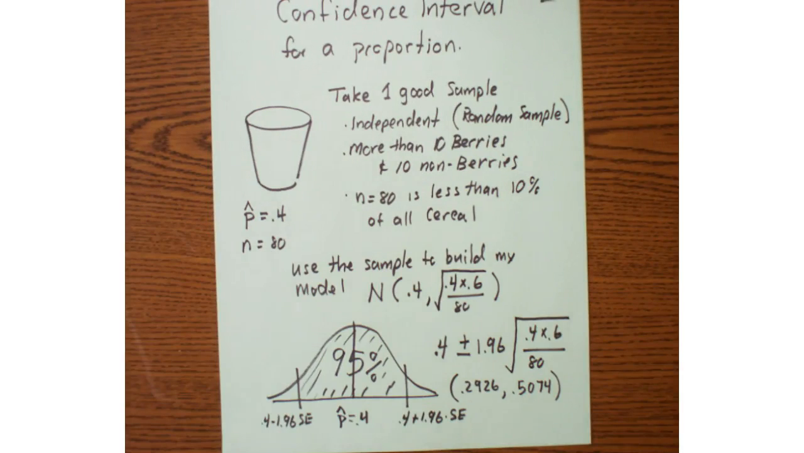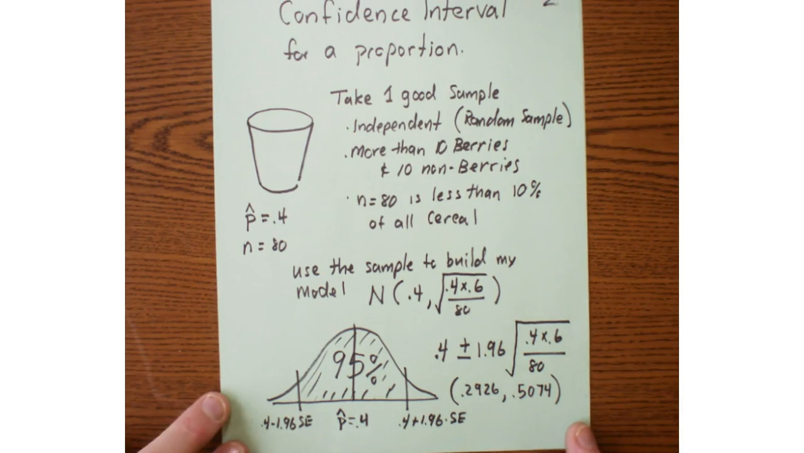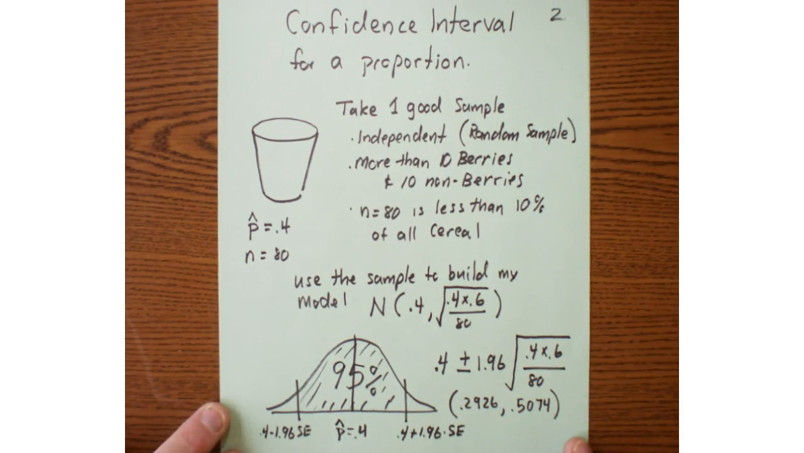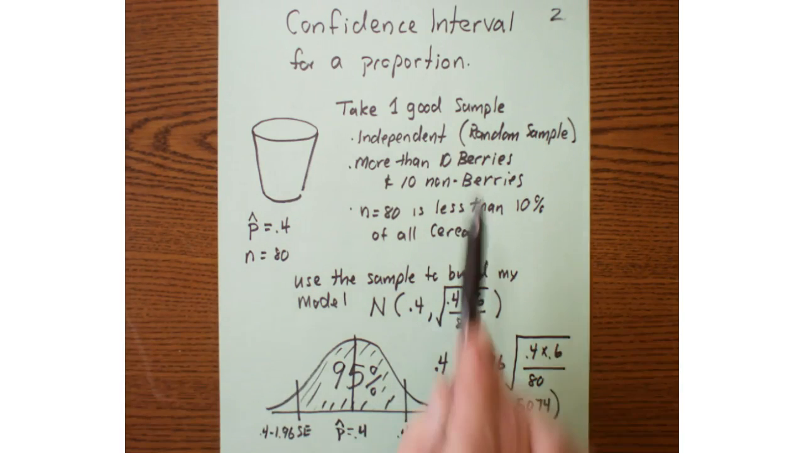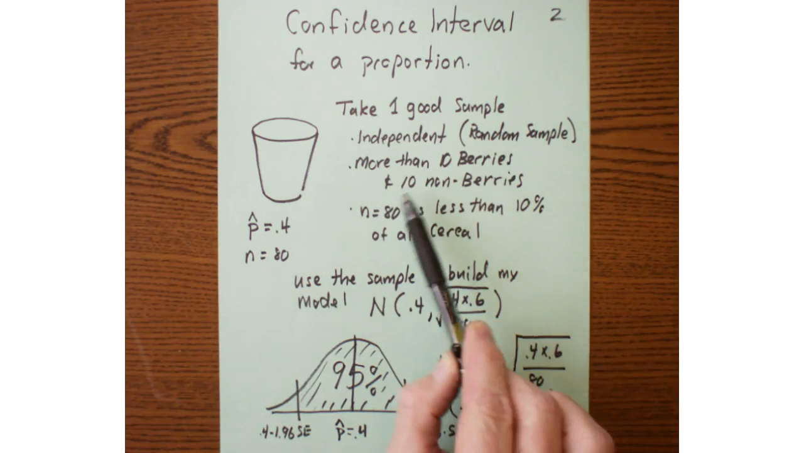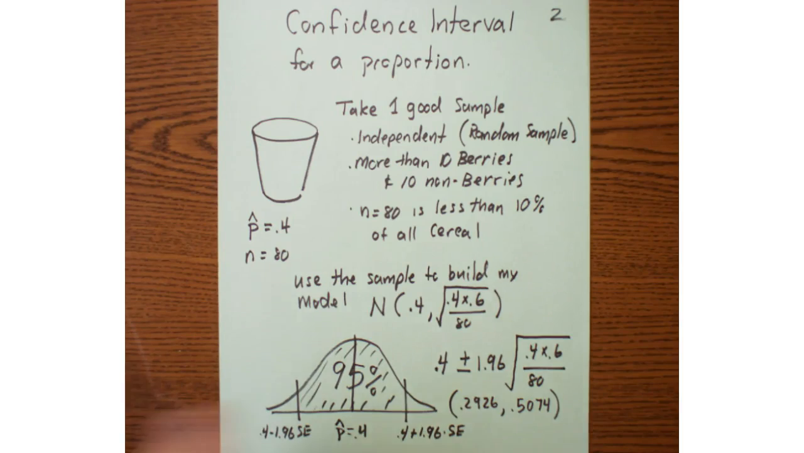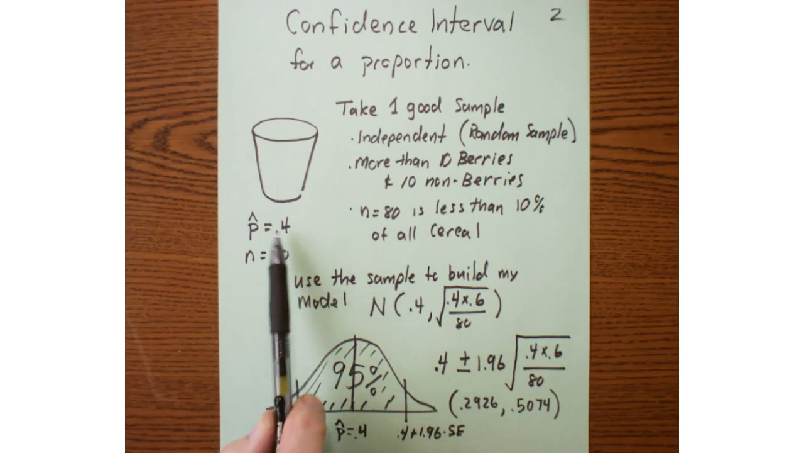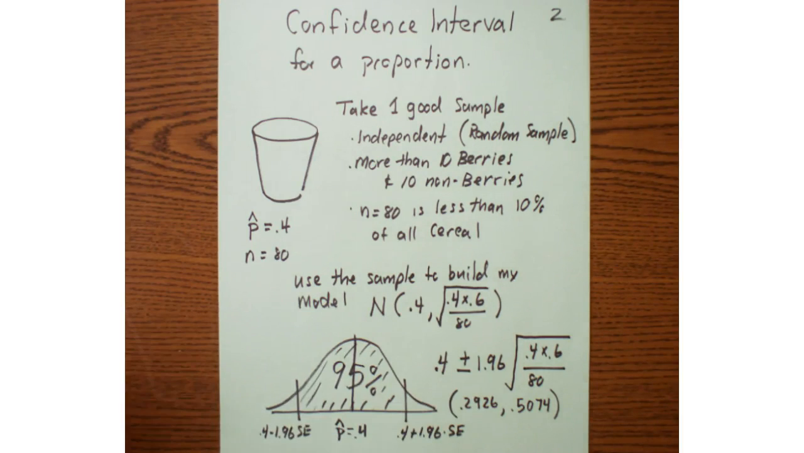Now we went from a sampling distribution to a confidence interval. In a confidence interval, all I have is my sample. So I take one good sample, and again, I want it to be randomly selected. I'd like there to be more than 10 berries and 10 non-berries in my cup. And certainly 80 pieces of cereal is less than 10% of all the cereal. So again, in my cup, 40% was berries. This is all I have. All I have is a cup of cereal, but it's a good sample. I've checked the conditions, so I'm going to use this sample to build my model.